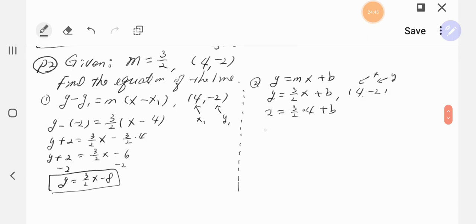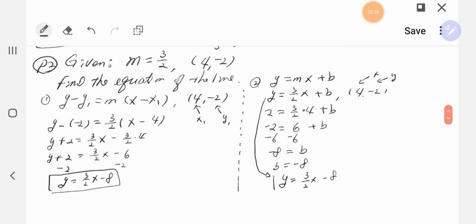So let's find b from here. So negative 2 is equal to, reduce it, 3 times 2 is 6 plus b. Then minus 6 each side. So negative 8 is equal to b. Since b is negative 8, from this original equation, we can replace this b with negative 8. So we got the same answer. Same equation.